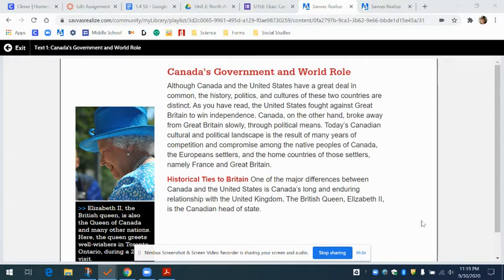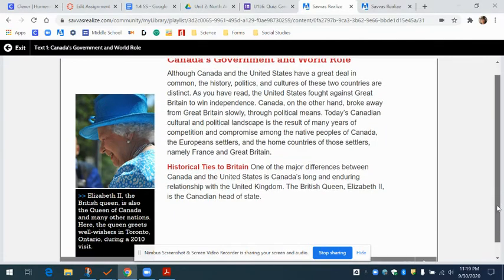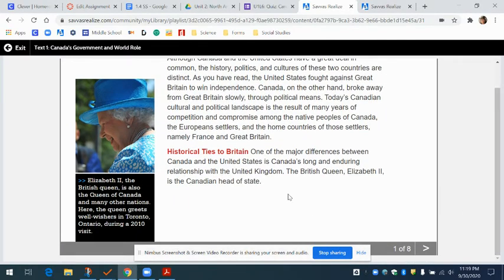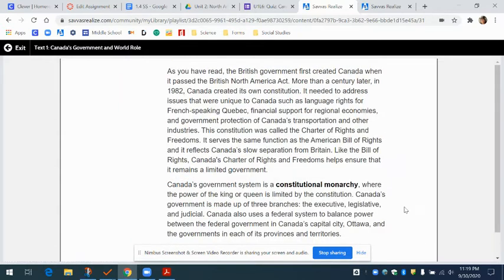Historical ties to Britain. One of the major differences between Canada and the United States is Canada's long and enduring relationship with the United Kingdom. The British Queen, Elizabeth II, is the Canadian head of state. As you have read, the British government first created Canada when it passed the British North America Act. More than a century later, in 1982, Canada created its own constitution.